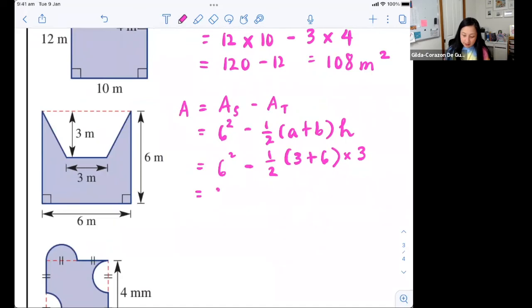6 times 6 is 36, minus what's 3 plus 6? 3 plus 6 is 9. Half of 9 would be 4.5. 4.5 times 3. You could say 4 times 3 is 12. And then 0.5 times 3, or 3 lots of halves, you get 1.5. And therefore you get 13.5. And what's 36 minus 13.5? I could probably use my calculator because my brain is tired. And you say that's 22.5 square meters.